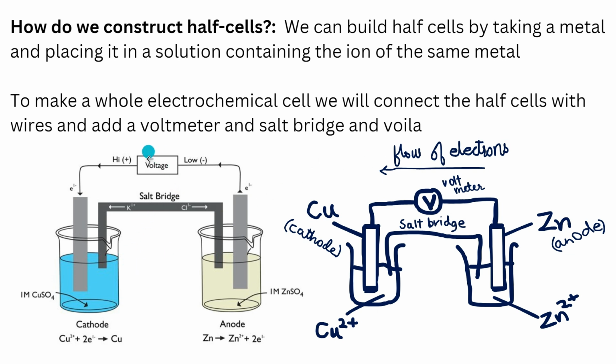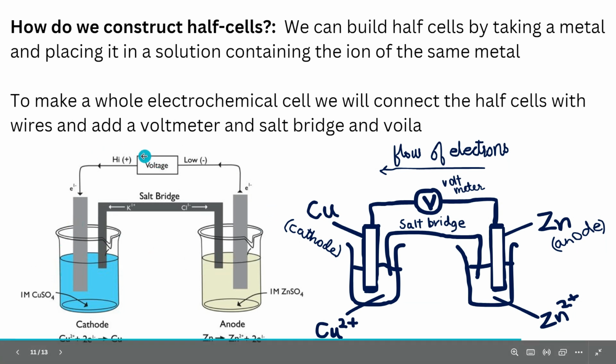Now here we have a voltmeter to measure the voltage. We have a salt bridge to allow the movement of ions, so there's no charge accumulation. If there's charge accumulation, the electric current won't flow and the process will stop, right? So we need our salt bridge. We need two beakers containing the solution. We need our electrodes, and we need wires and a voltmeter.